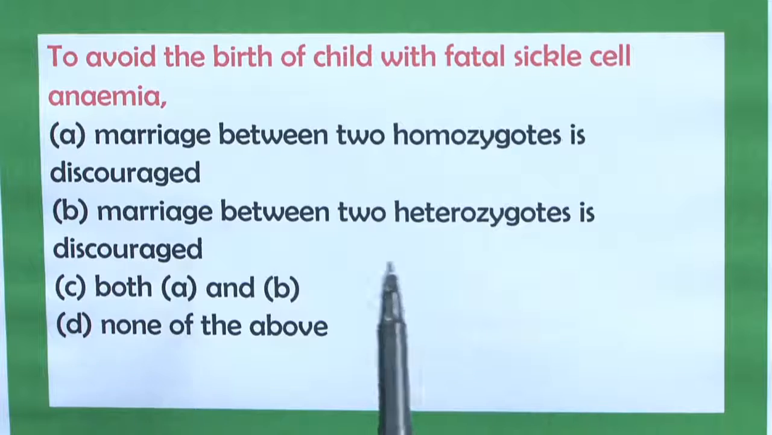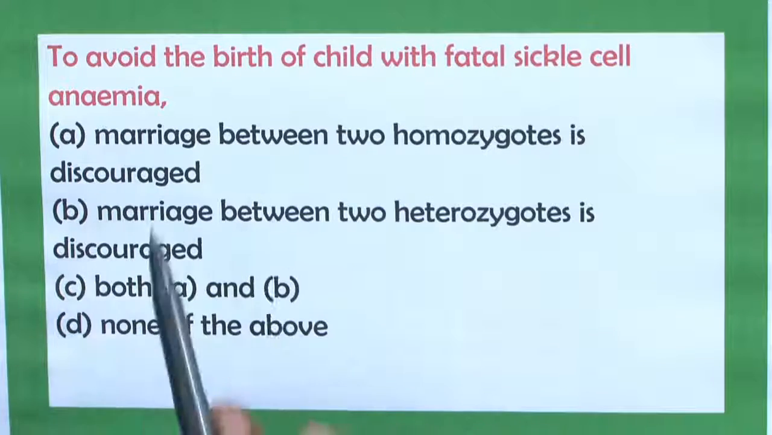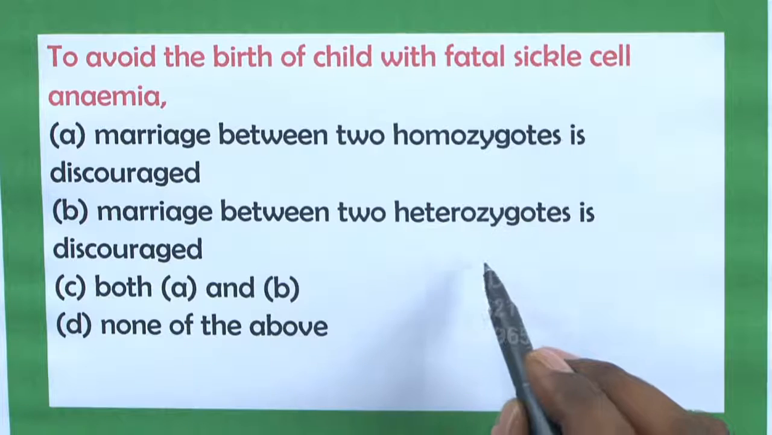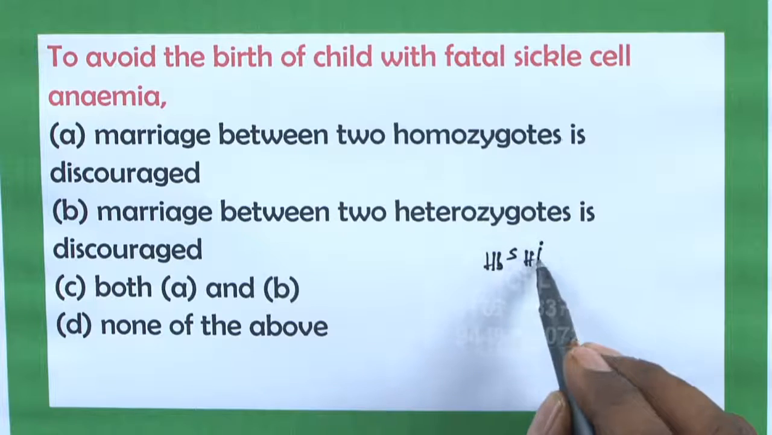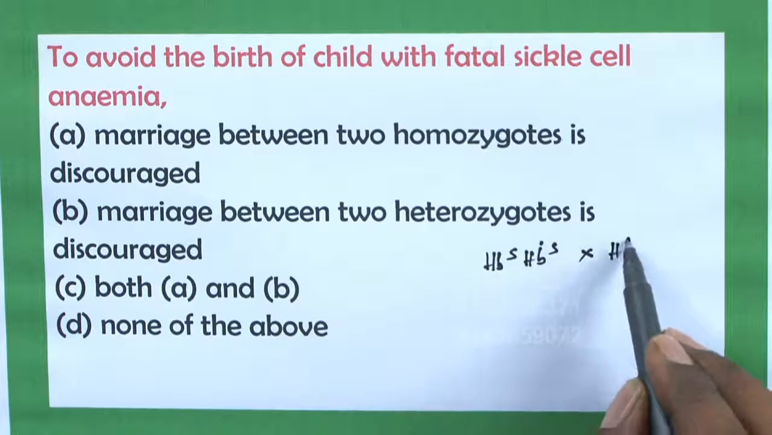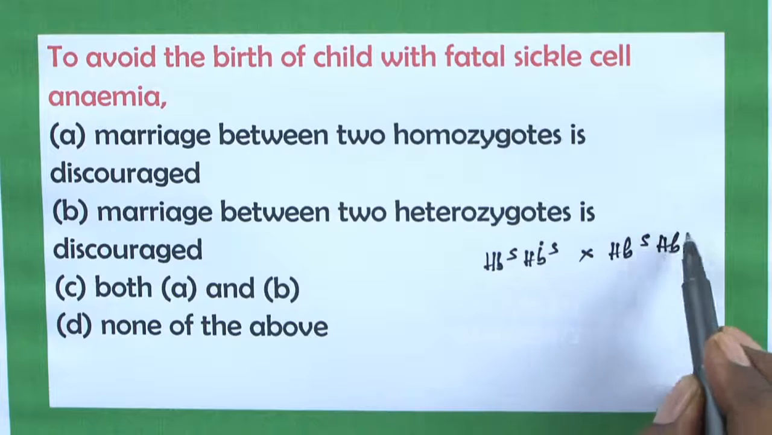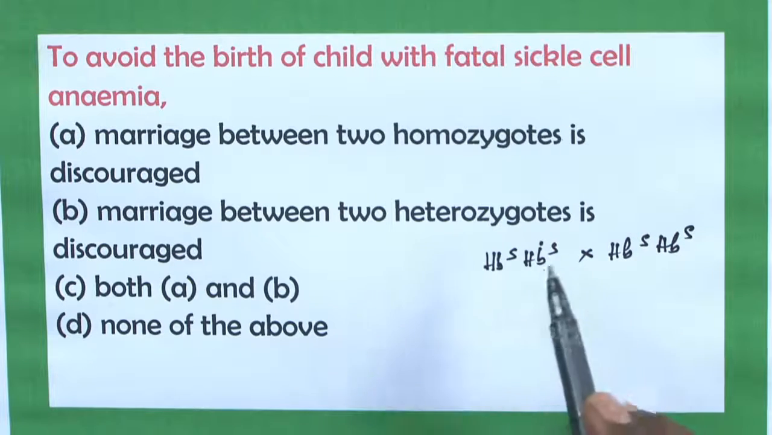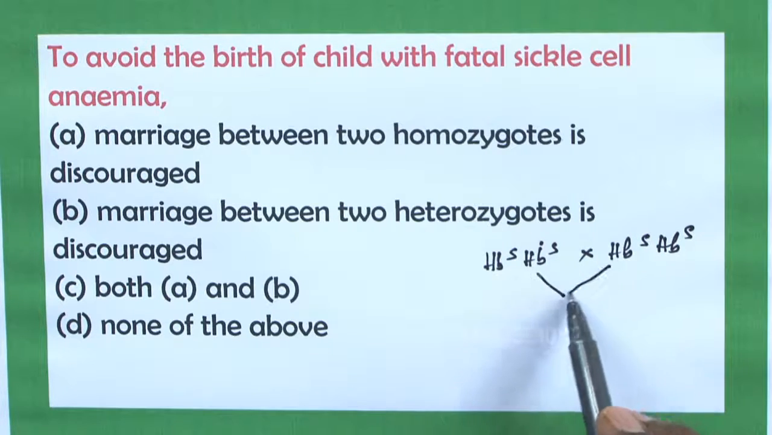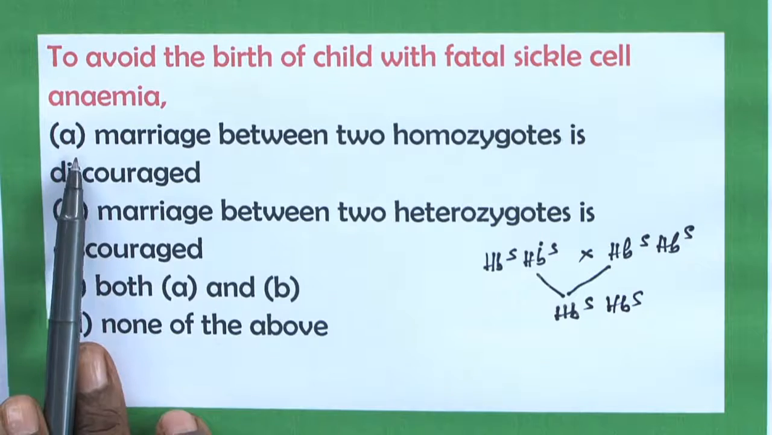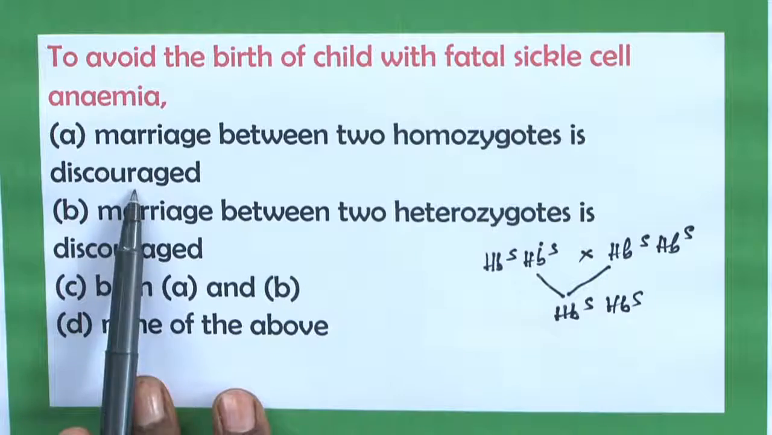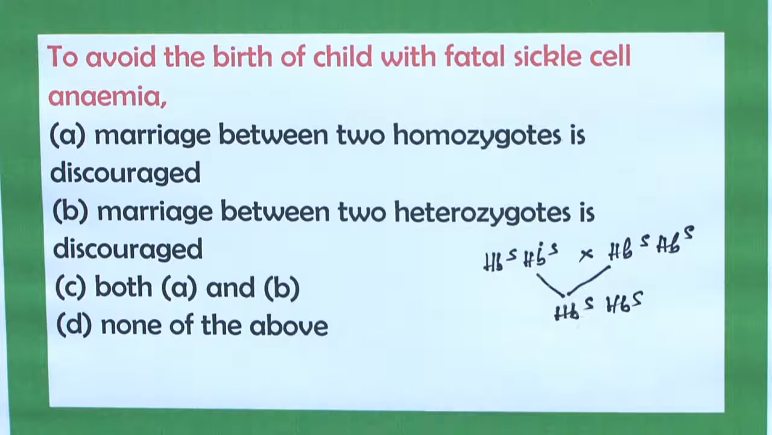See, for example, marriage between two homozygotes is discouraged. If you take the genotype, this is the homozygous condition of one parent, and the other parent is again homozygous for sickle cell anemia, and the child who is born again becomes homozygous, and hence the child is going to suffer from sickle cell anemia. So statement A, marriage between two homozygotes is discouraged, is the correct statement.